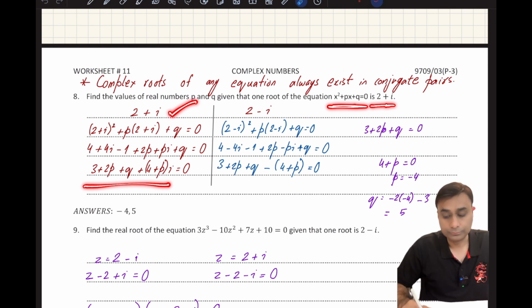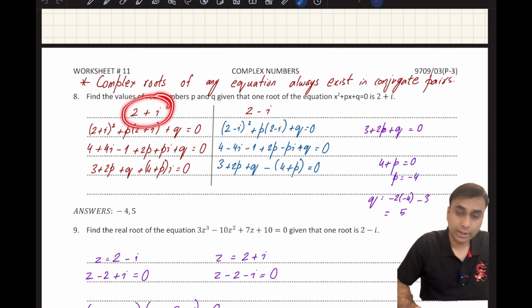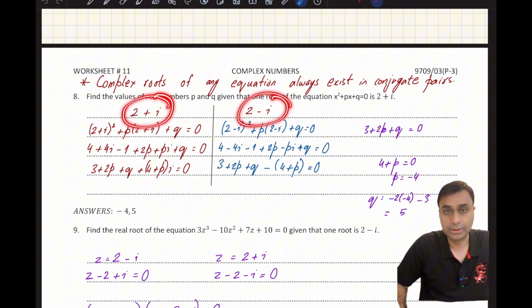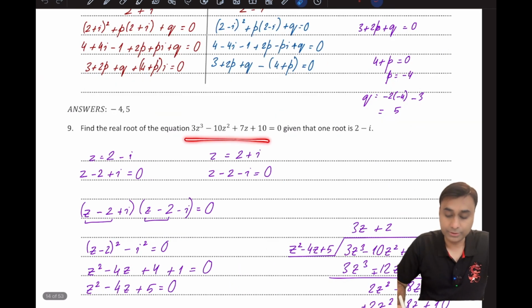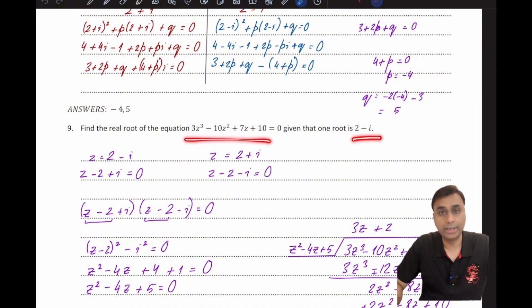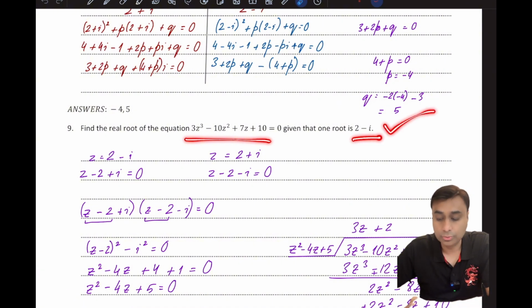of p and q. But you can do exactly the same thing with 2 minus iota as well, because if one root is 2 plus iota, there must be another root which is 2 minus iota. So if 2 plus iota must satisfy this quadratic equation, then 2 minus iota must also satisfy it. Likewise, for this particular equation, the moment you know that one root, which is a complex root, is 2 minus iota, you know that it has to exist in conjugate pairs. So the other root must be 2 plus iota.